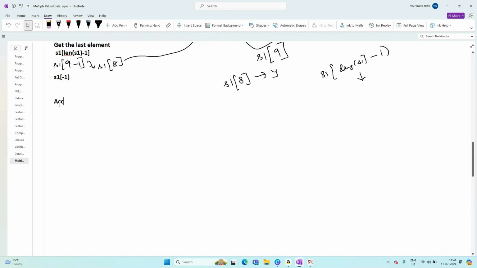Right now we need to access multiple elements. We need to access what? Multiple elements. Which elements? Multiple elements.